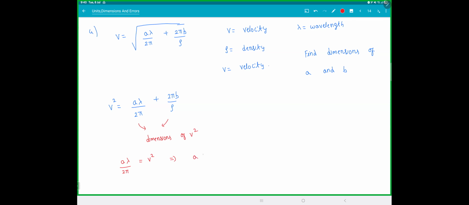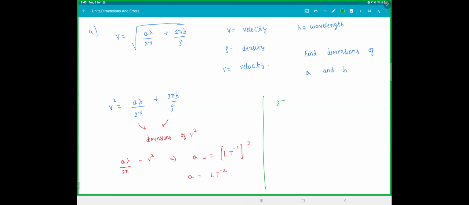So A lambda is nothing but length. Speed is nothing but LT minus 1, so speed square is L square T minus 2. So A will be LT minus 2. Got this?